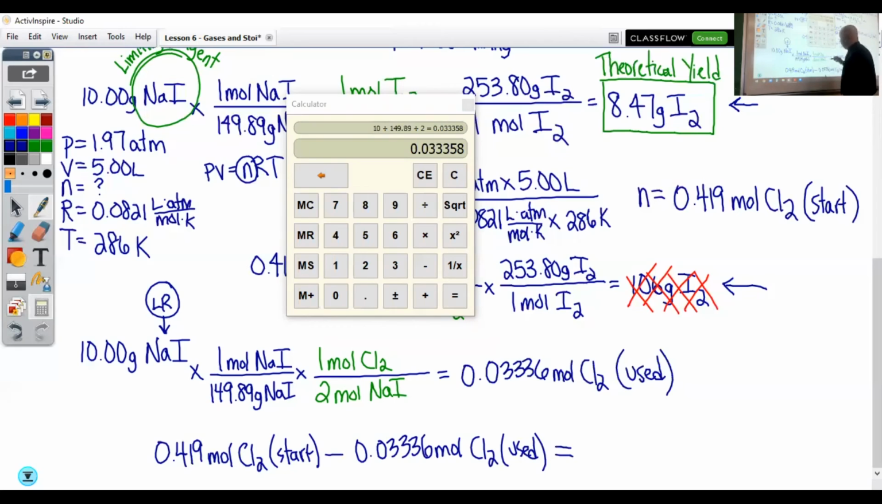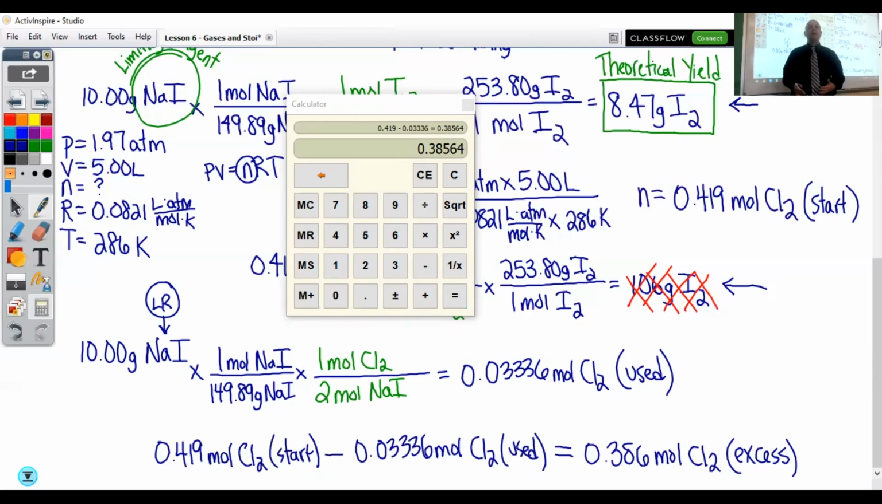We're going to subtract these two numbers. So when we subtract, we're going to keep our 3 decimal places right here. So we have 0.386 moles of Cl2 excess. Now, in this particular problem, they're asking us about the density at the end.